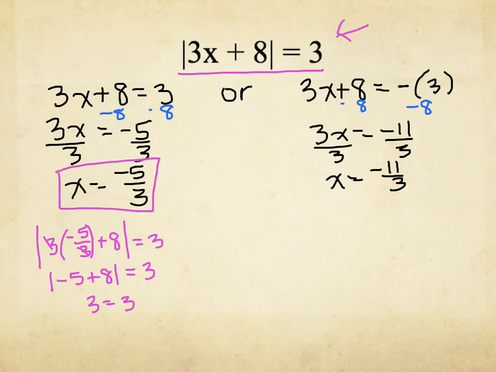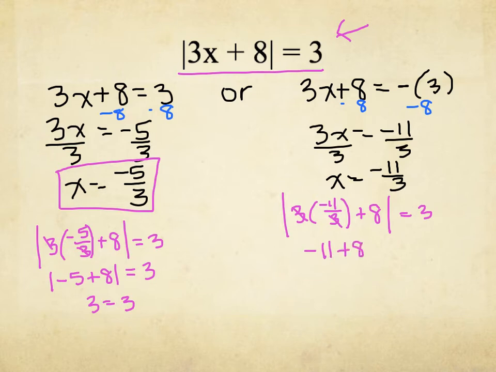And then next one, the absolute value of 3 times negative 11 over 3 plus 8 equals 3. Cross simplify, I get negative 11 plus 8, still absolute value, equals 3. And here I get a negative 3 inside the absolute value bars, which still gives me 3 equals 3. So this is also a solution. For right now, you do need to check every single one. You can do it mentally, but I would suggest actually doing the work.